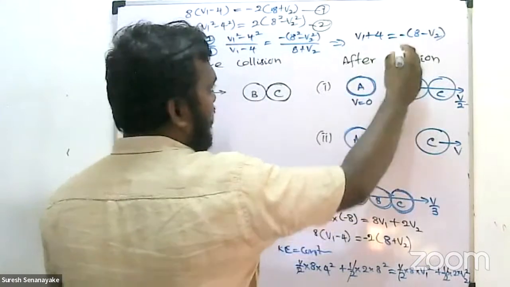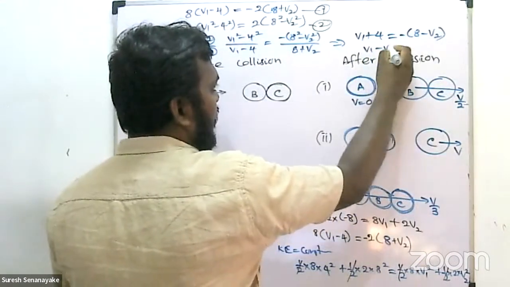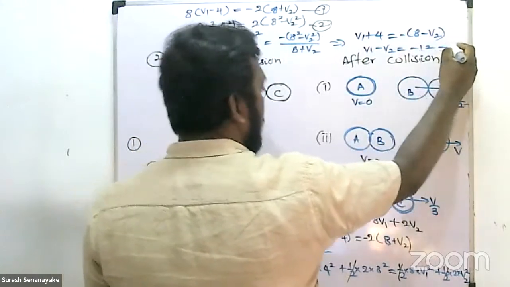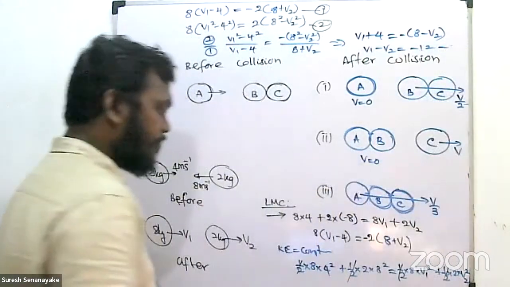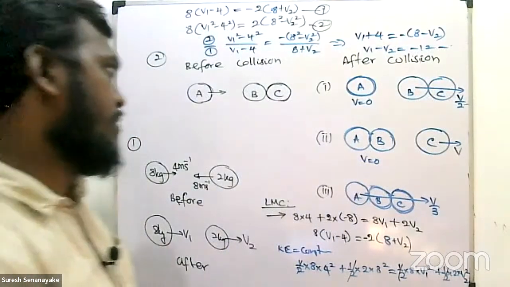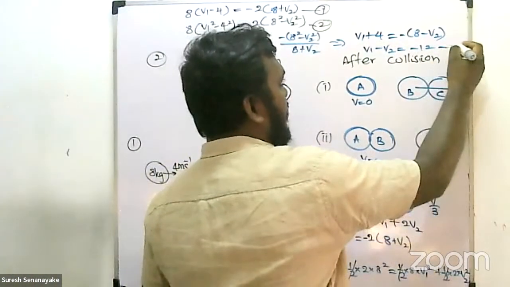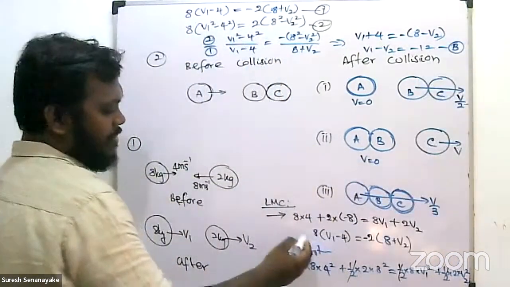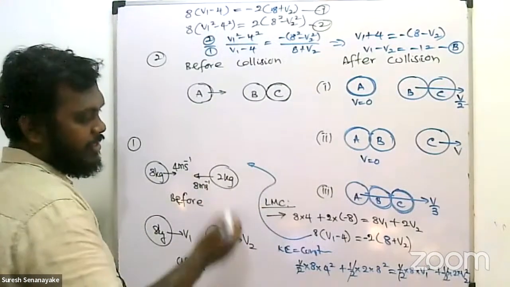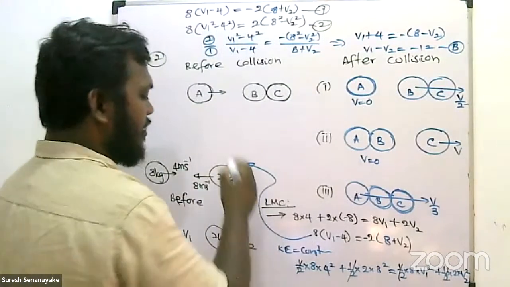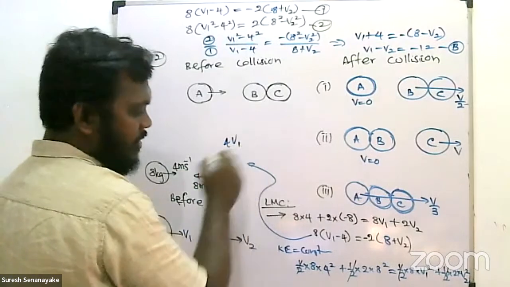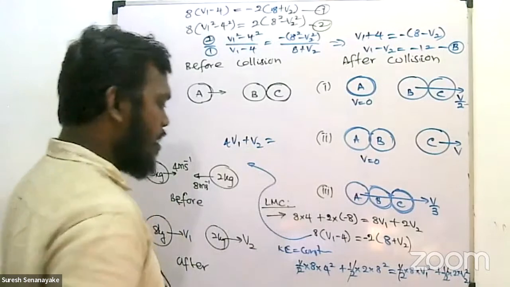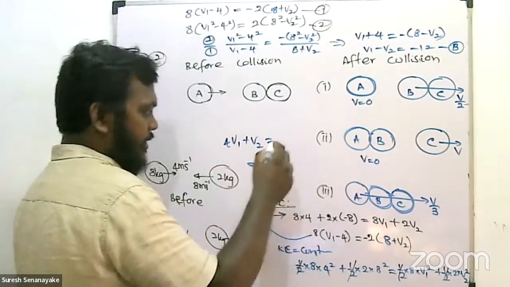So you can get the relations between them. That's v1 minus v2 equals minus 12. That's another equation, equation B. Now simplifying, the earlier equation, the relation between v1 and v2, is 4v1 plus v2 equals 8 here.